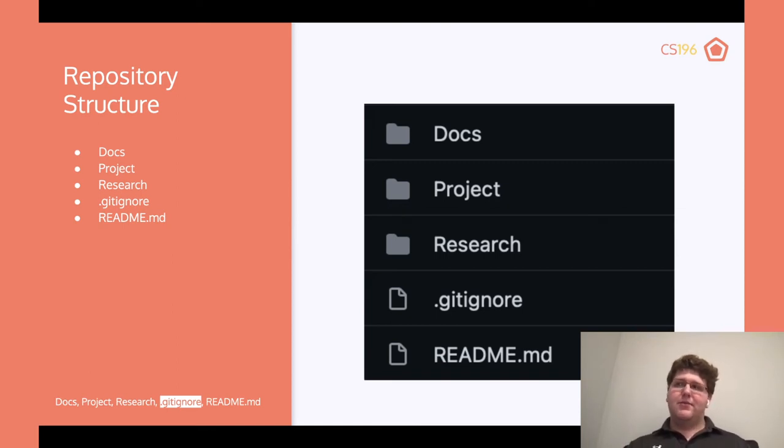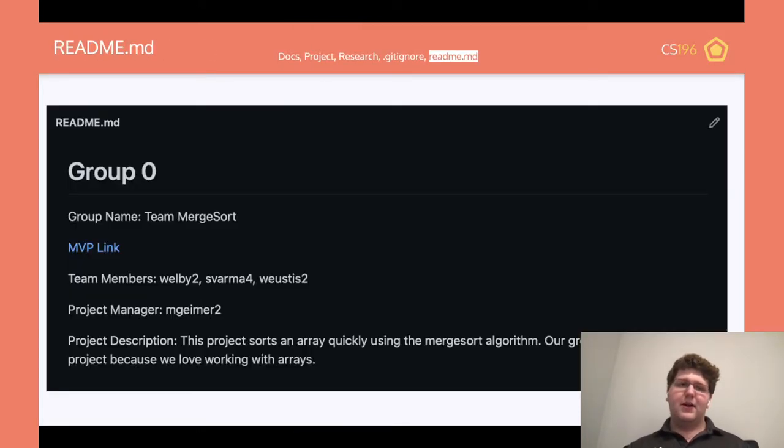And then we have the README, if my slides will advance too far. There we go. So the README is basically going to be a file that will have your group number, in this case group 0, the group name. You can name it whatever you want. We've seen some really creative, fun names in the past. We've seen some people who just went with group whatever their number was.